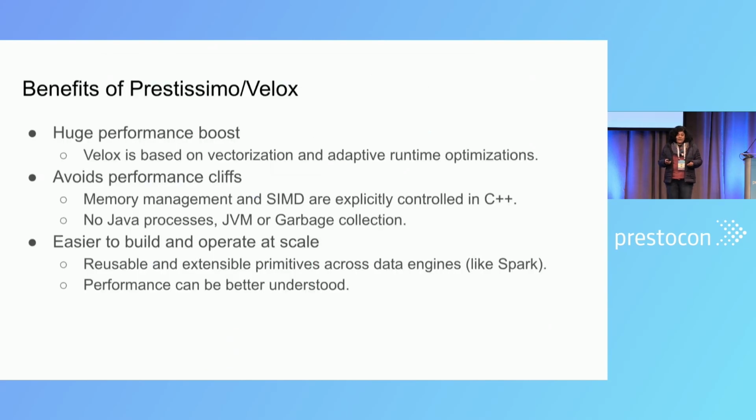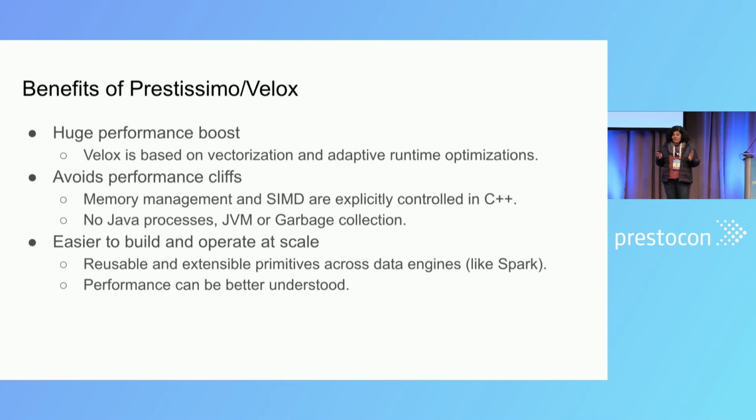So what are the benefits of Prestissimo and Velox? Yes, the huge performance boost. Velox is very heavily vectorized, with a lot of heavy adaptive runtime optimizations, and I'll give examples of this further down. Of course, we go very far to get the best performance numbers. We exploit all the instruction pipelining that the CPU can give to the greatest degree. There is no Java, it's all C++, so no performance cliffs, no Java processes, no JVM, no garbage collection. All the memory management and SIMD are explicitly controlled by this library.